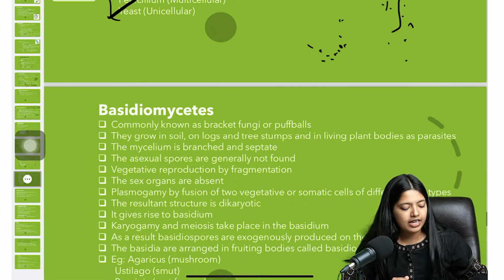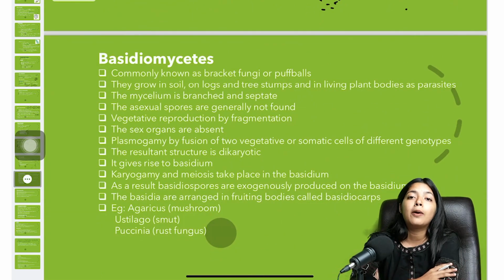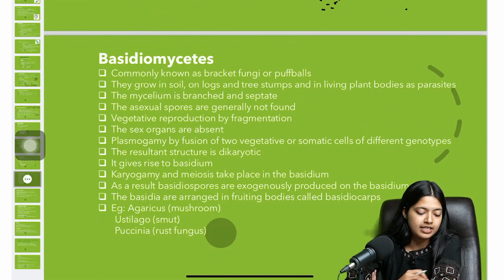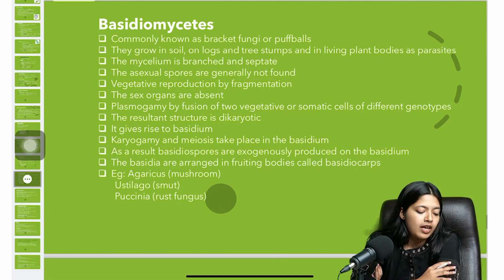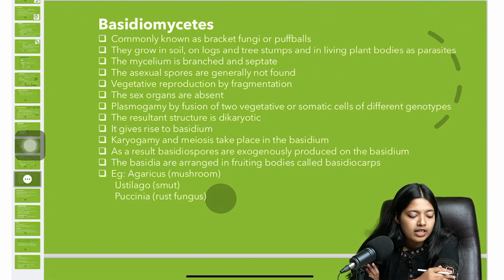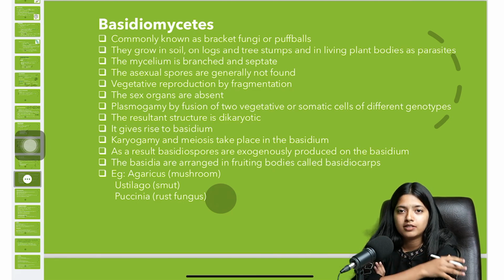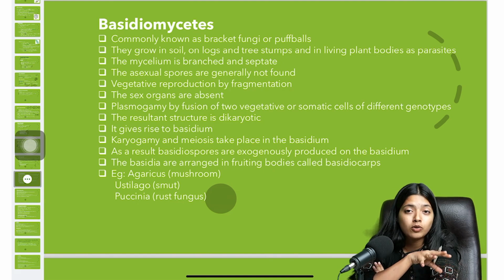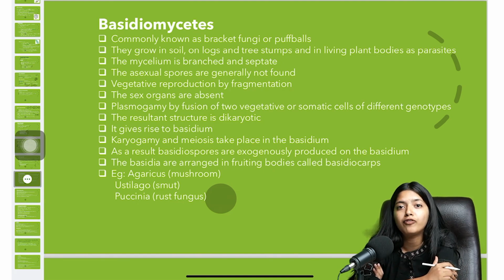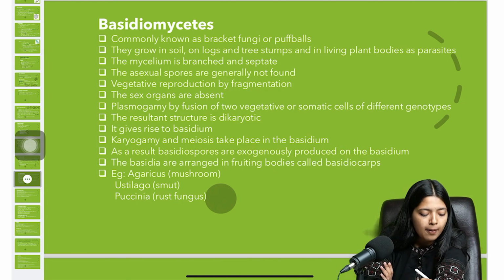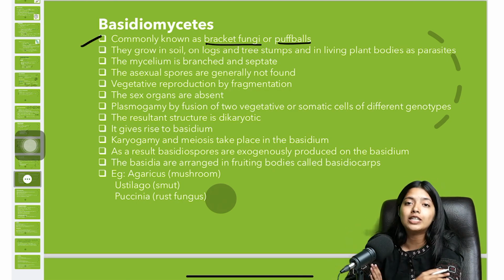Now our next group, which is Basidiomycetes. Basidiomycetes are commonly called bracket fungi or puff balls. They look like balls. When you see Basidiomycetes, you'll feel there is a ball kept. So they look like balls, puff balls. Hence the name bracket fungi or puff balls.